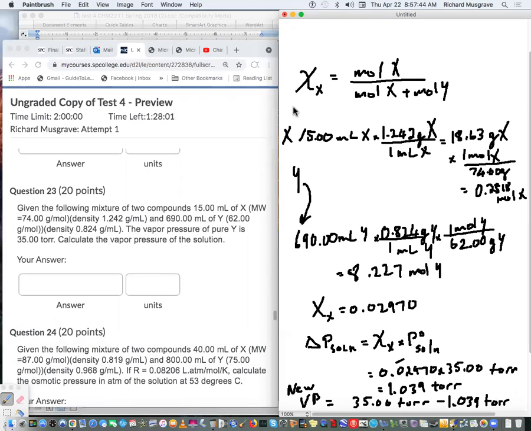I have a question. Yeah. So you got the delta P solution by taking the equation that we just did times the pure vapor pressure, and then at the end to get the answer, you took the delta P and then you minus the pure vapor pressure. That's right. Well, you minus it from the pure vapor pressure, yeah, because it's vapor pressure lowering.